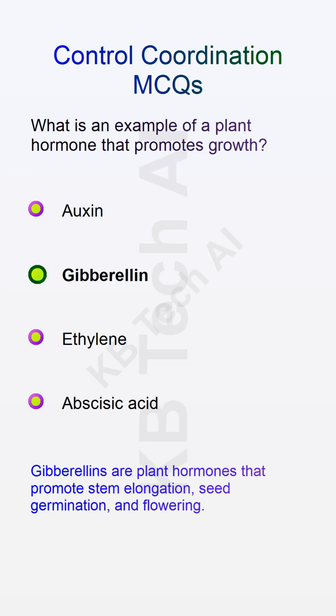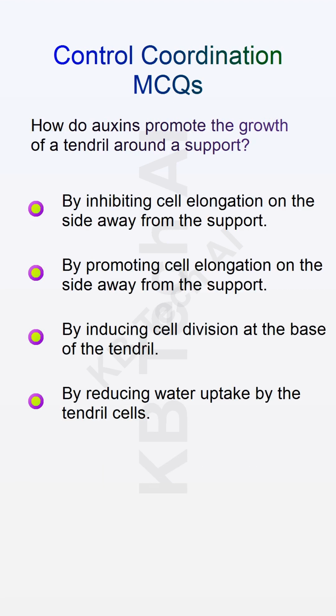The answer is Option 2. Gibberellin. How do auxins promote the growth of a tendril around a support? Option 1. By inhibiting cell elongation on the side away from the support. Option 2. By promoting cell elongation on the side away from the support. Option 3. By inducing cell division at the base of the tendril. Option 4. By reducing water uptake by the tendril cells.